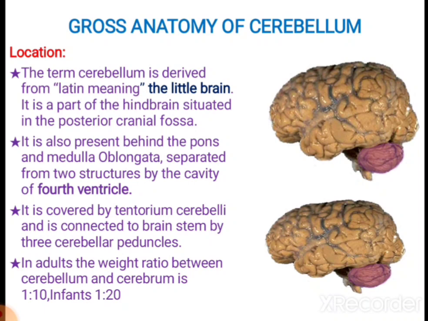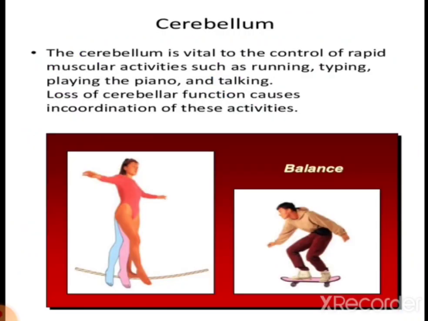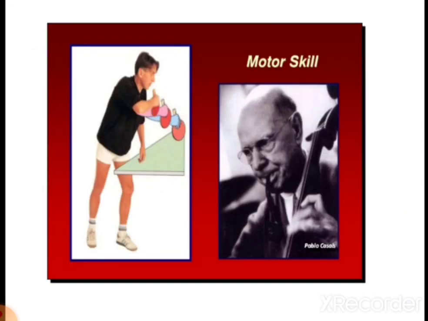In adults, the weight ratio between the cerebrum and the cerebellum is 1:10, and in infants it is 1:20. The cerebellum is vital to control of rapid muscular activities like running, typing, playing the piano, and talking. Loss of cerebellar function causes incoordination of these activities. So, when you learn any motor skill, the role is played by your cerebellum.